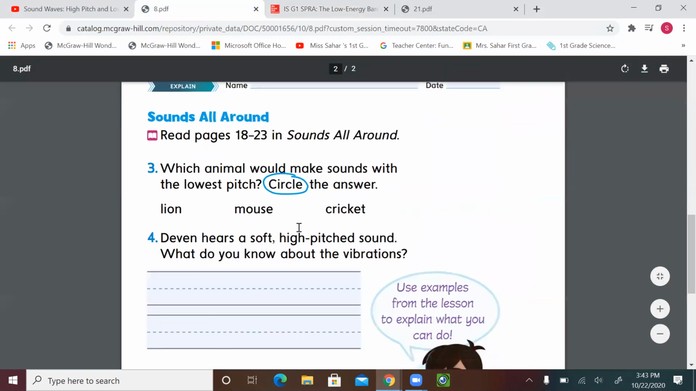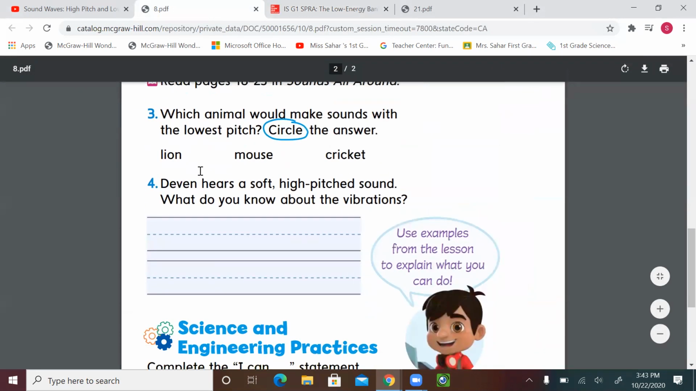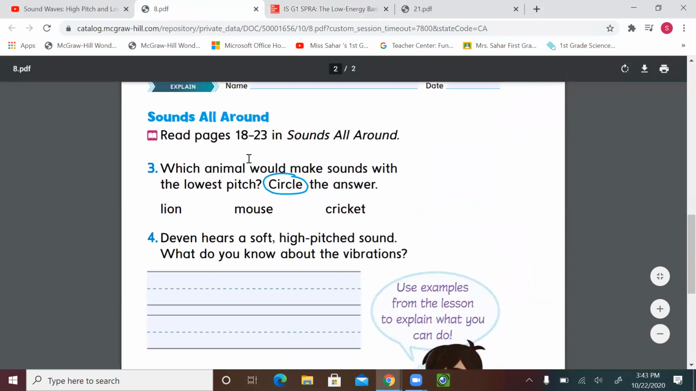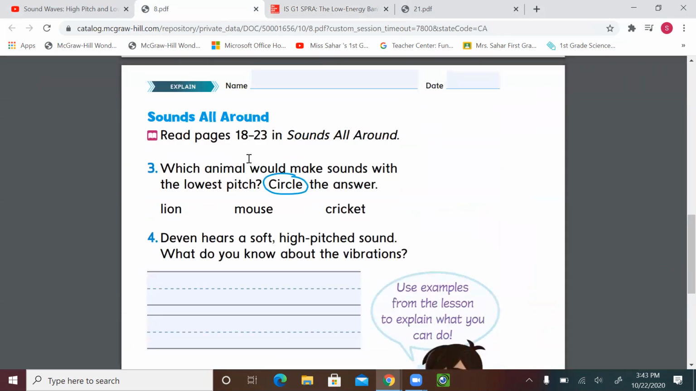So let's come here and try page 24. Answer these questions. Which animal would make sounds with the lowest pitch? Circle the answer. You think the lion, the mouse squeak, or the cricket? Very good. The lion. Awesome. So circle the lion. All right. Number 4.